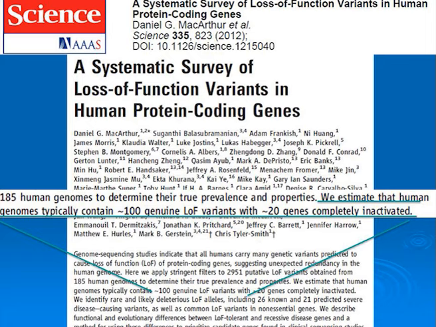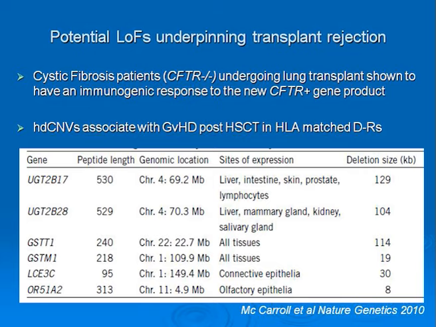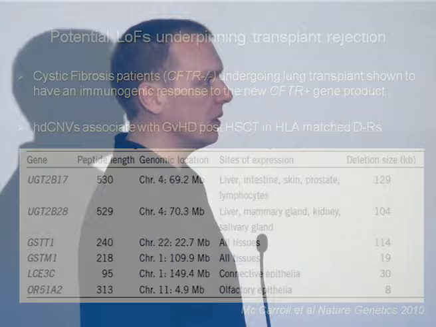And then Steve McCarroll in Boston, he looked at using Affy5 and Affy6, some of the older GWAS arrays. He just asked the question, for very commonly deleted genes as picked up on these GWAS arrays, was there an association with graft versus host disease? So he looked at six genes ranging from about 100 amino acids up to over 500, roughly 10 kilobases up. Some of these are expressed in all tissues, and then some are specific for liver and some other organs.